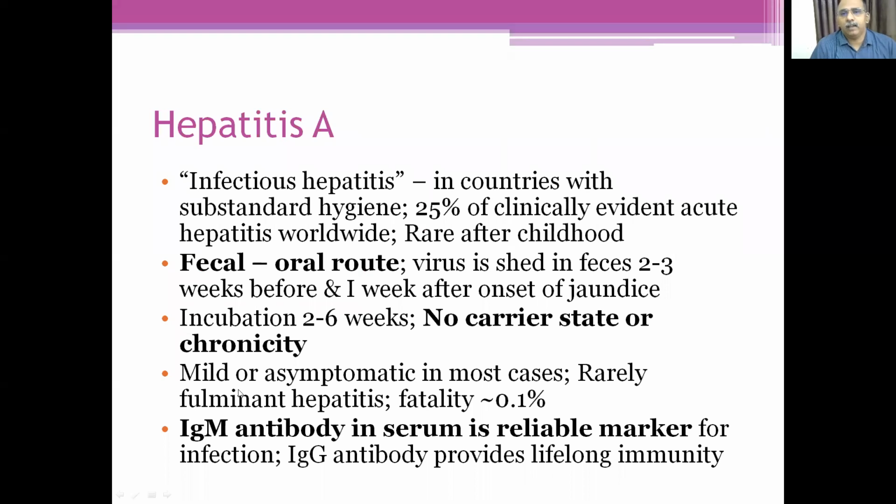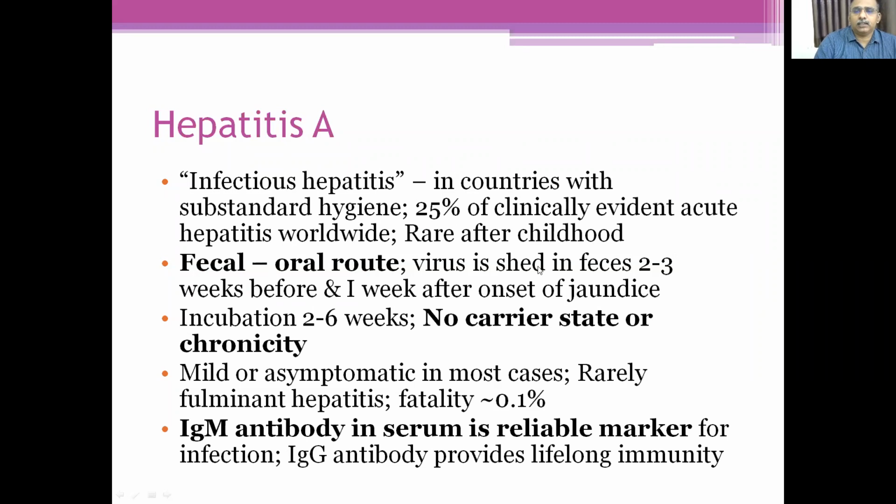Okay, hepatitis A, as we discussed, is seen with fecal-oral transmission and usually occurs in developing or underdeveloped countries because of substandard hygiene. 25% of clinically evident acute hepatitis is because of hepatitis A infection. It is rare after childhood because by the time we become adults, we develop antibodies against it. The fecal-oral route is the main cause.